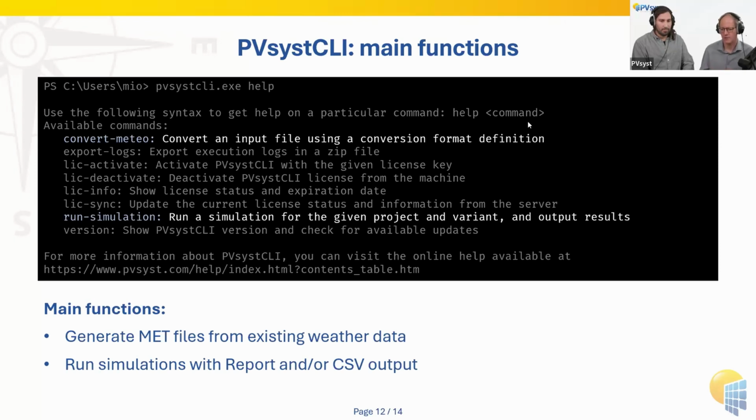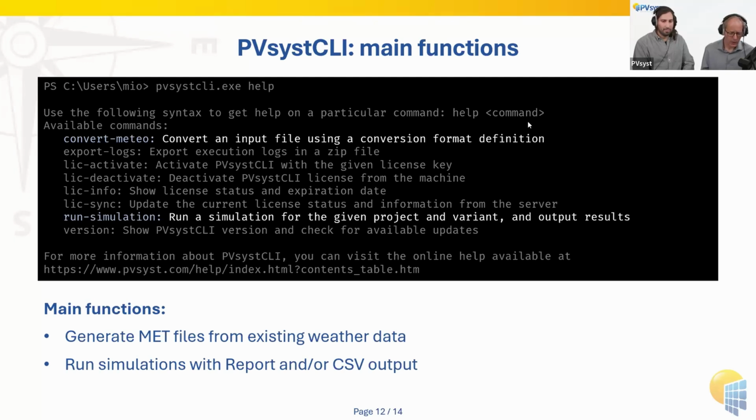So if you get updated weather data, it's not necessary anymore to manually open PVsyst and import that data to create the so-called MET files, the files with the MET extension. This can now be done automatically via the command line. And the second functionality built into PVsystCLI right now is to run a simulation. So you can run the simulation without using the graphical interface. You can do this with a command line, and this will be the first example that I will show to you.